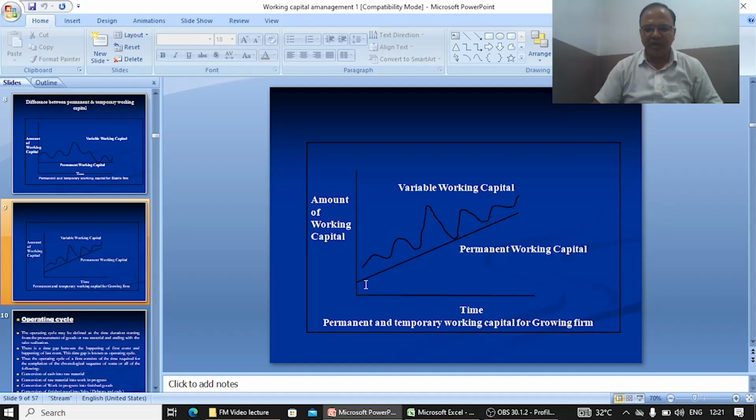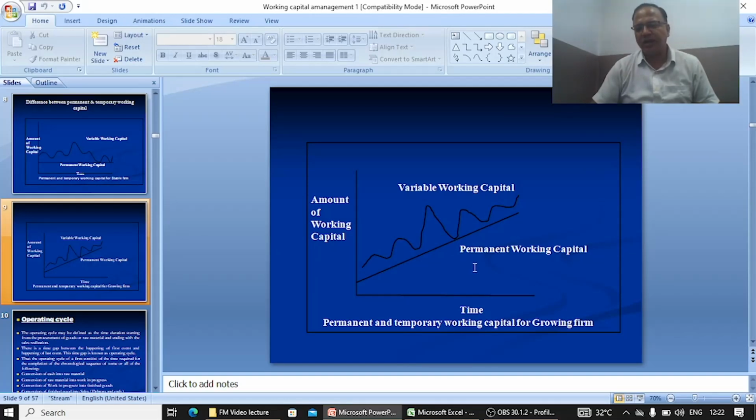Here permanent working capital is increasing day by day because this is a chart for a growth firm, and a growth firm is growing. Some time ago it was producing 1 lakh units, and after some time it is producing 1,50,000 units or 2 lakh units. It means the firm is growing, and whenever you produce more and more units, you need more working capital. It may be permanent.